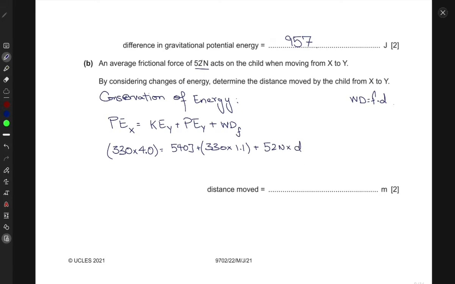And now you just rearrange this expression for d to solve. This becomes 52d is equal to 417 newtons, and this gives me d as 8.02 meters. So that distance moved from x to y is 8.02 meters.